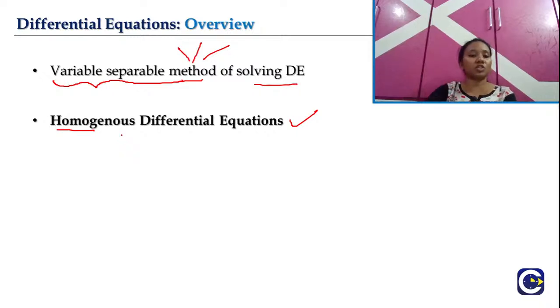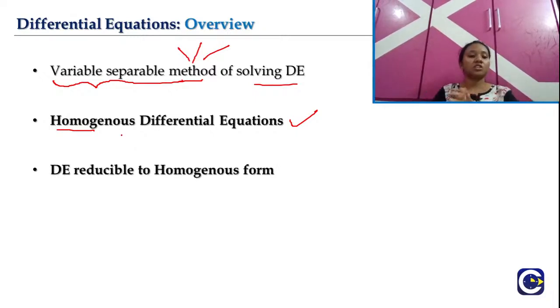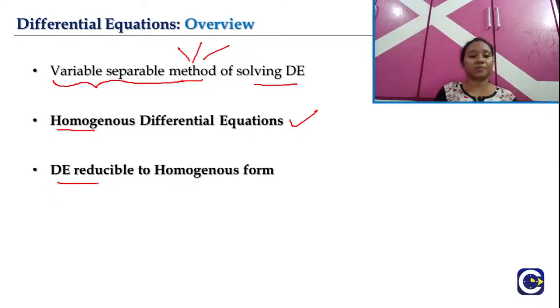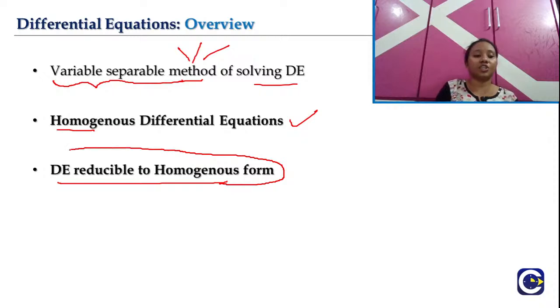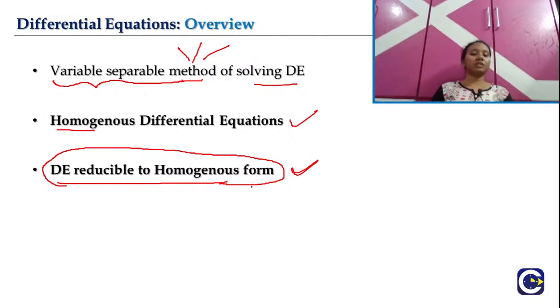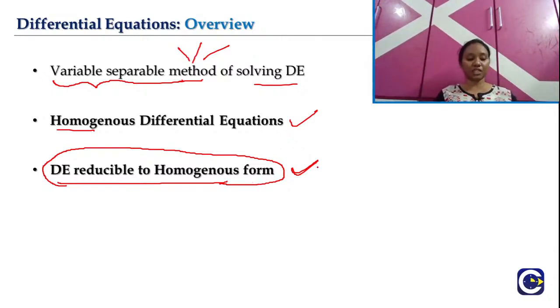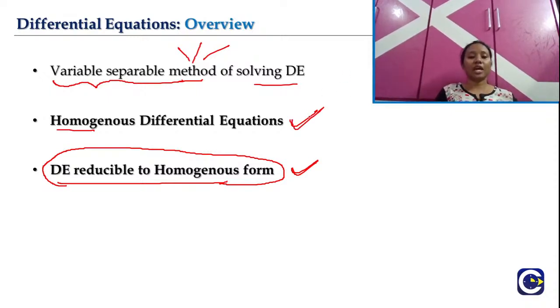After this, there might be some differential equations which are not directly in the homogeneous form, whereas we can reduce the given differential equation into the homogeneous form. So we'll also have a look at reducing differential equations to homogeneous form. Once we reduce the given equation into a homogeneous form, we are familiar with solving the homogeneous differential equation.